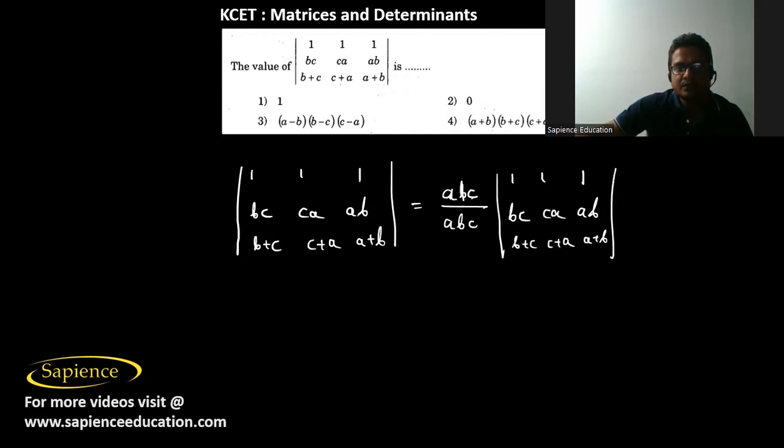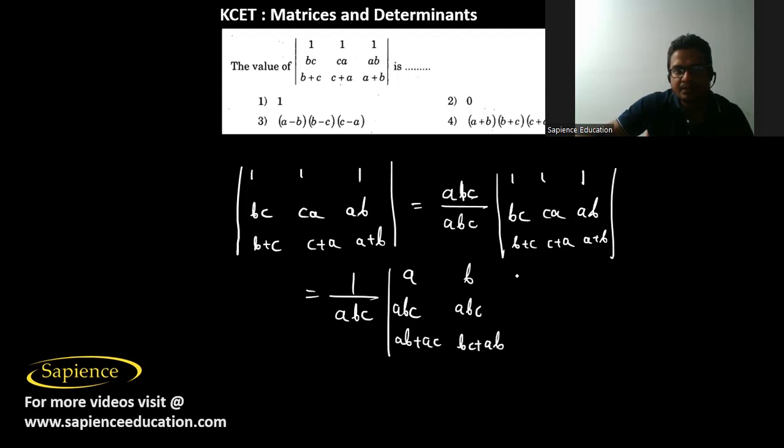Then I can multiply A with the first column, B with the second column, and C with the third column. So then we will get 1 by ABC times the determinant of A, ABC, then AB plus AC; then this will be B, ABC, then BC plus AB; then for the third column I will multiply with C, so that will be C, ABC, then AC plus BC.